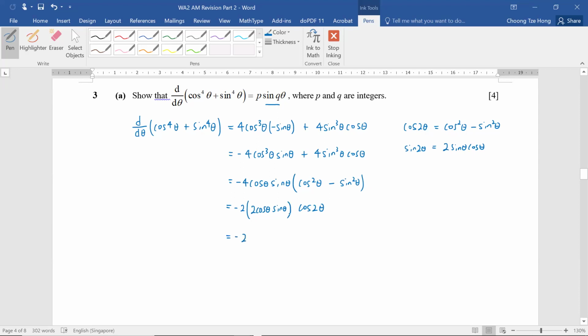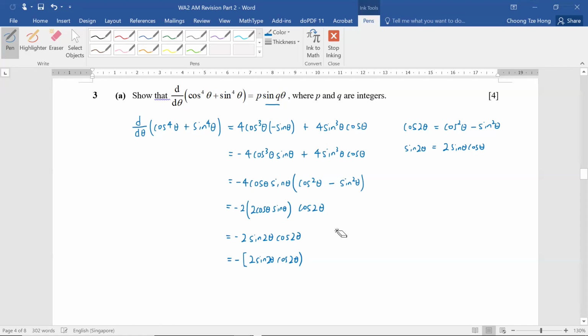Then this 2 cosine theta sine theta becomes sine 2 theta. So we get this, all right? Okay, but we are still not done yet. What they want is only one trigo function, right? Sine q theta. So we can actually apply the double angle formula one more time. Okay, so negative we'll take out. So we get 2 sine 2 theta cosine 2 theta.